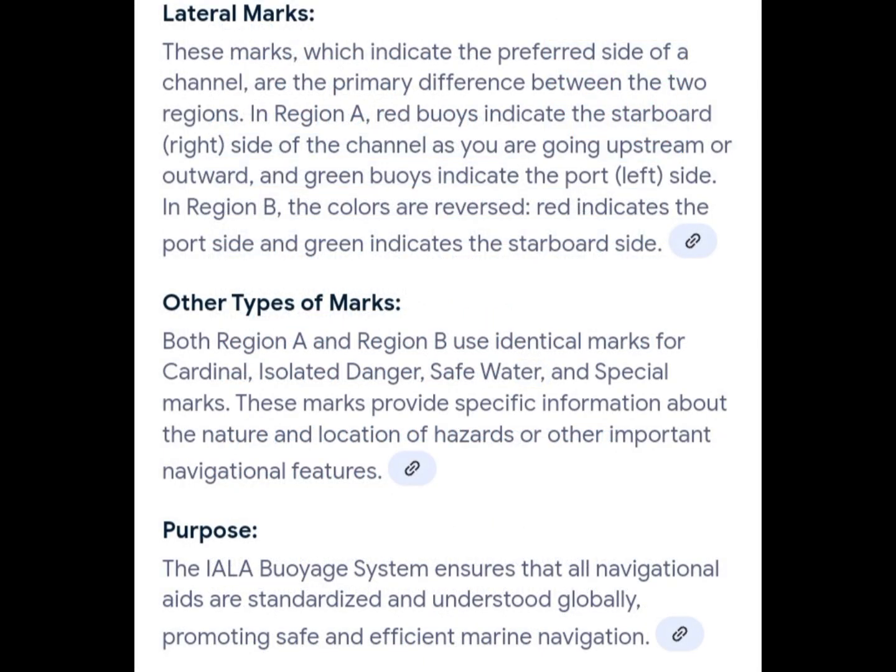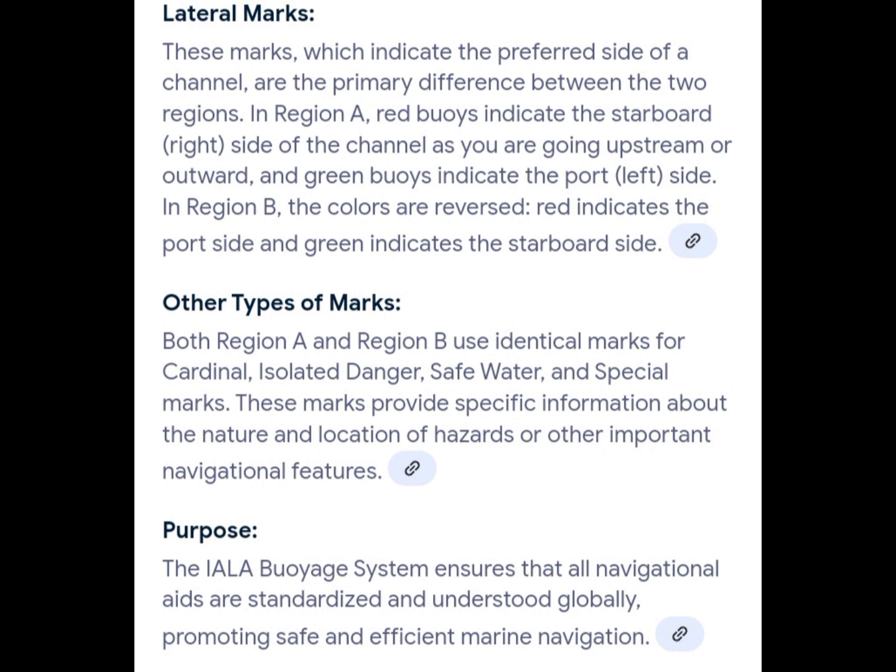Lateral marks, which indicate the preferred side of a channel, are the primary difference between the two regions. In Region A, red buoys indicate the starboard, right side of the channel as you are going upstream or outward, and green buoys indicate the port, left side. In Region B, the colors are reversed. Red indicates the port side and green indicates the starboard side.